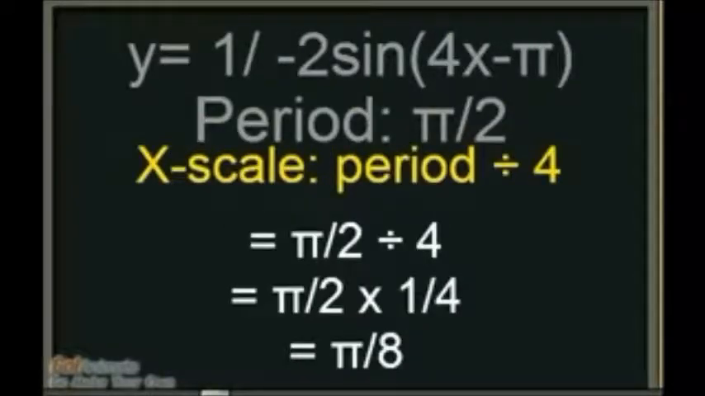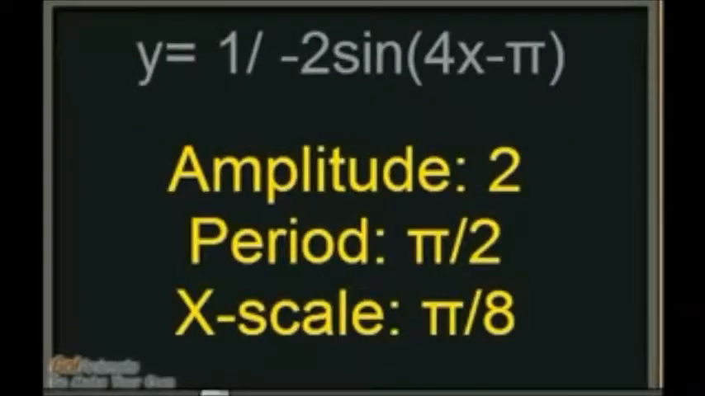Next, x scale determines your starting point on your graph. To find your x scale, take the period and divide it by 4, and if you solve it, the answer will end up pi over 8. Now that we have all the factors that we need, we can now graph our sine function.